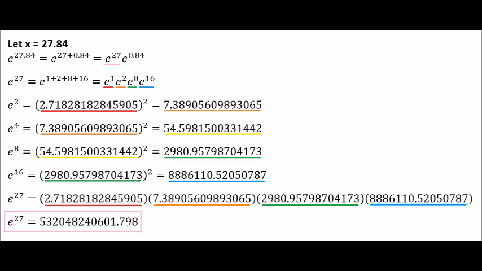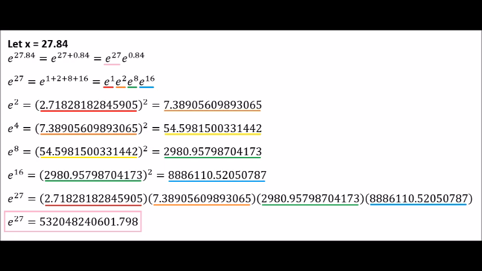Now let's try e to the 27.84. This is much larger than 1, and if I plug it directly into the Taylor series, I would need many terms before it started to converge. I'm not even going to try that. Instead, we're going to approach this like the last example. First is e to the 27th power. 27 is equal to 1 plus 2 plus 8 plus 16. Using repeated multiplication and laws of exponents, we can compute that number with only 7 arithmetic operations instead of 27.